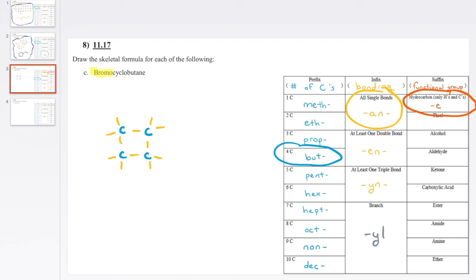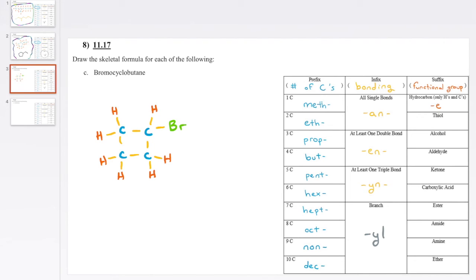Now back to our branch, bromo. Bromo tells us that our branch is just bromine, and we can put that wherever we like. They don't give us any number here in front of the bromo, so we just put it anywhere. I'm going to put it right there. You could have put it at the end of any bond. And that takes care of that branch. Now, because it's a hydrocarbon, we just fill all the other bonds in with H's. And that would be bromocyclobutane. That's the structural formula for it.